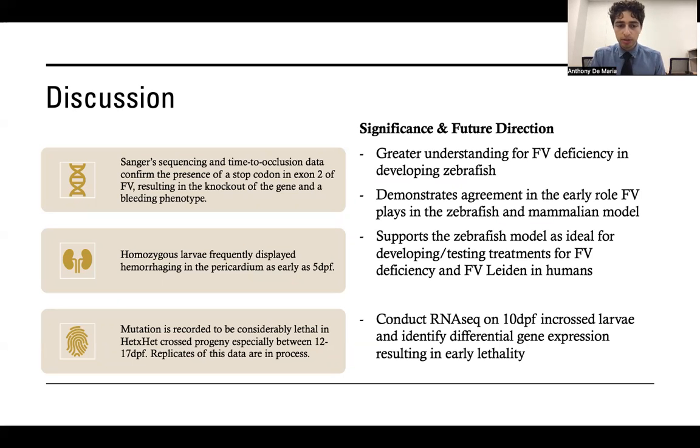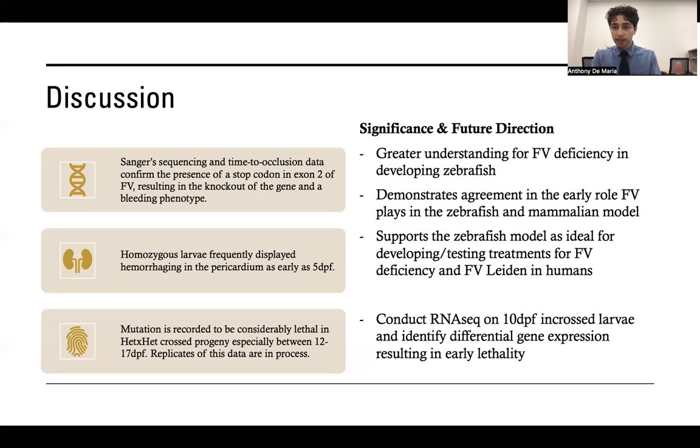And also, we saw that the mutation is recorded to be considerably lethal in the heterozygous cross progeny, especially between days 12 to 17. And we're in the process of replicating this data to confirm and even pinpoint exactly what day is the most lethal for this mutation.